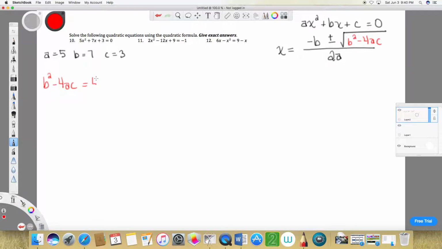B squared is 49 minus 4 times 5 times 3. 4 times 5 is 20. 20 times 3 is 60. And so this is a negative value. And I know that when it comes to taking the square root within the set of real numbers, we have to take the square root of non-negative numbers, either 0 or positive. We can't take the square root of negative 1. So for this problem, there is no real solution.